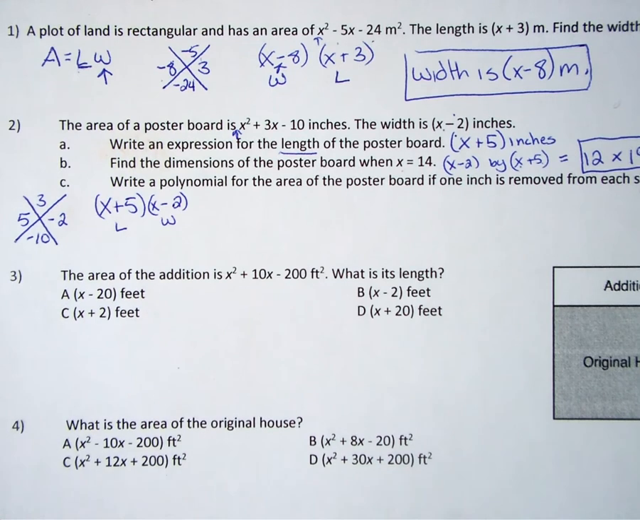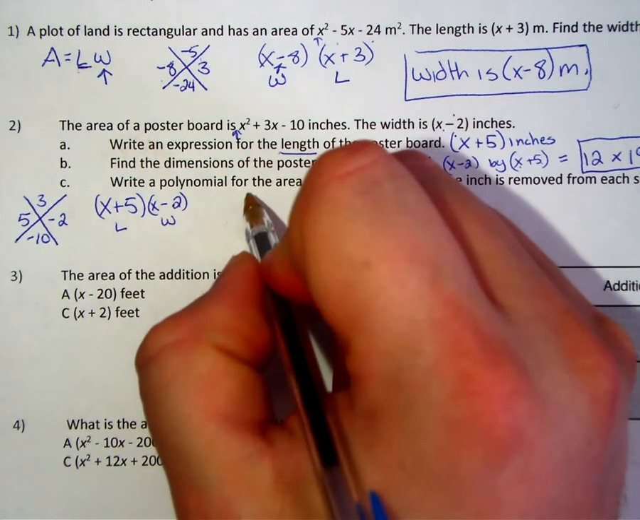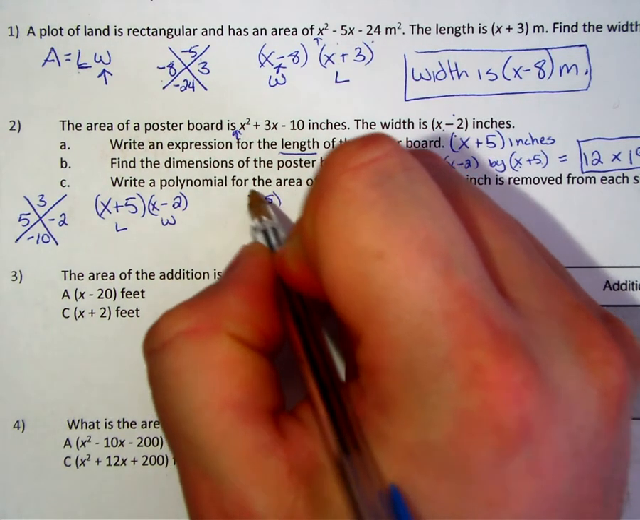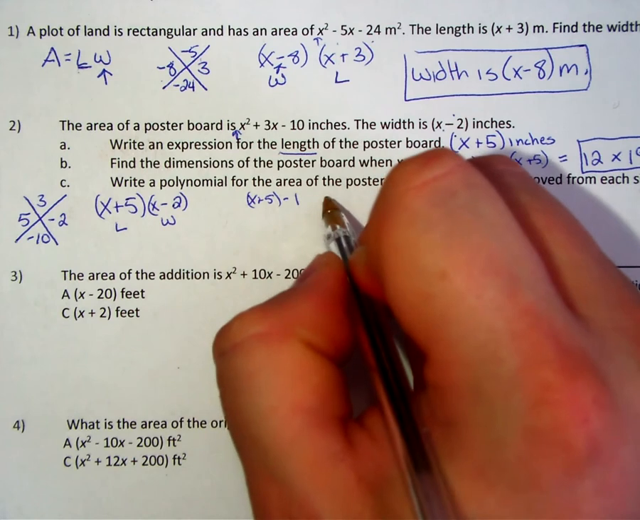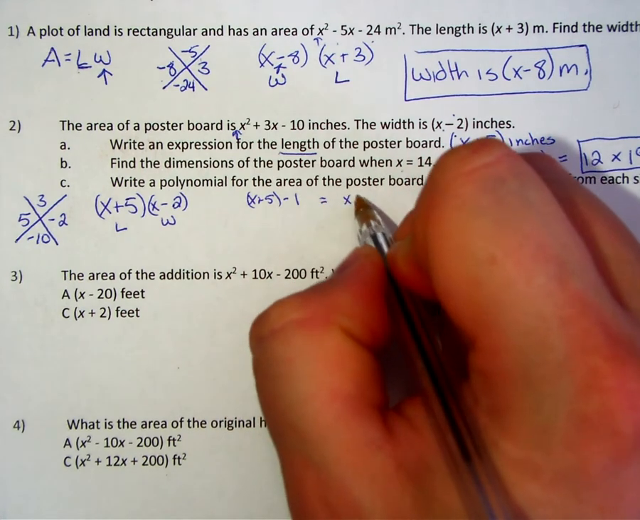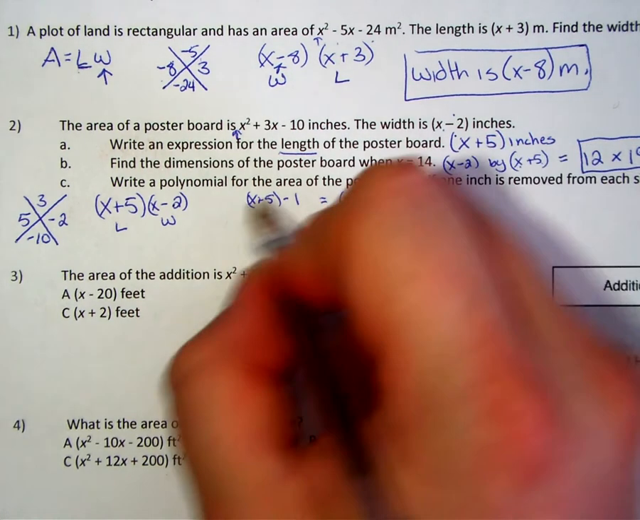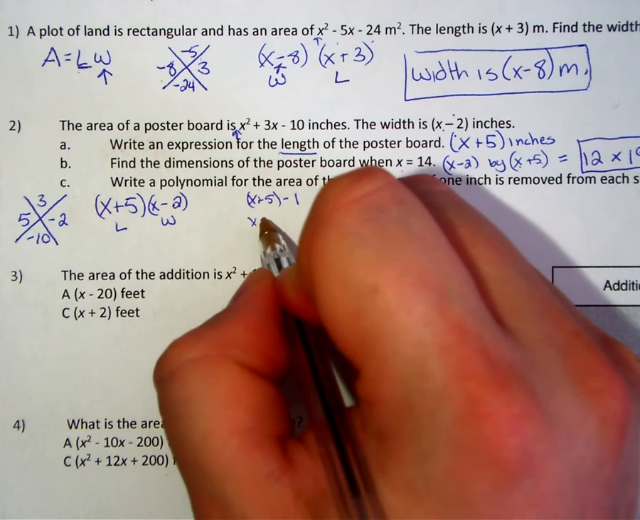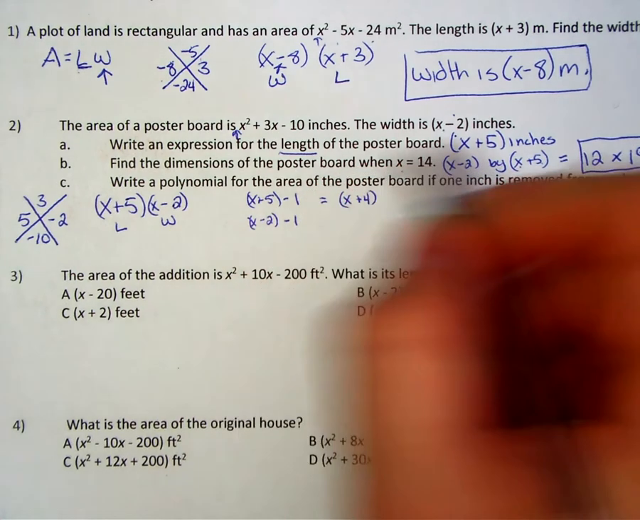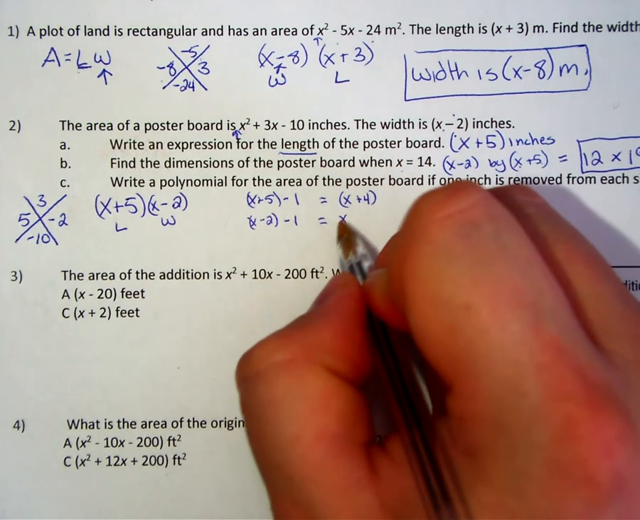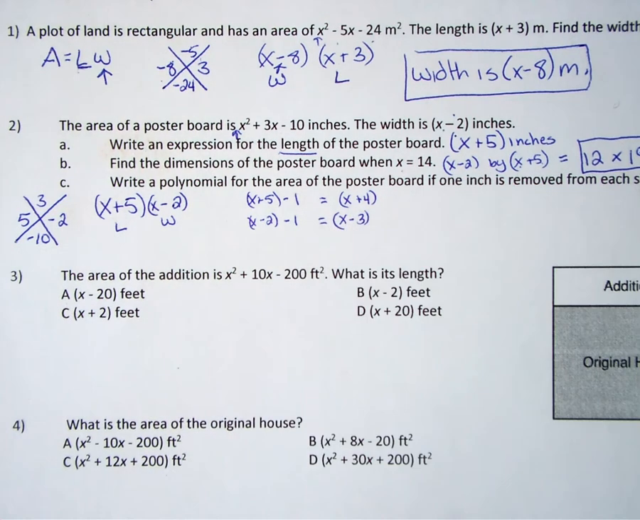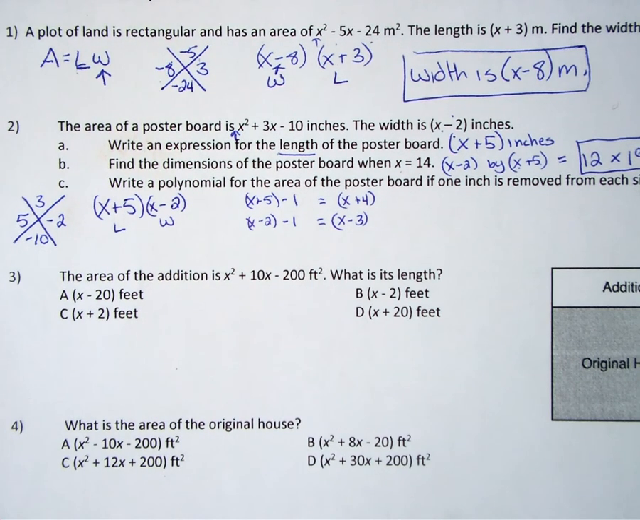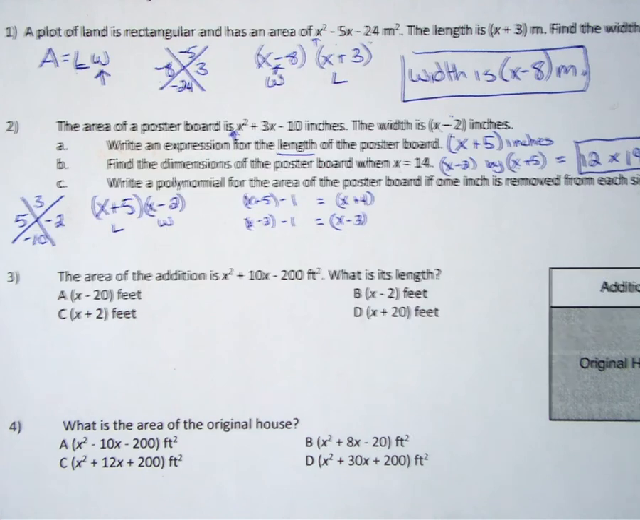Part C. Write a polynomial for the area of the poster board if 1 inch is removed from each side. Okay? So if I have the x plus 5 and we subtract 1 from it, we're going to be left with x plus 4. And if I have an x minus 2 and we subtract 1 inch from it, I'm going to be left with an x minus 3. Now it's great to know what the values of the new length and width are, but we're not asked for that. We're asked for the area.